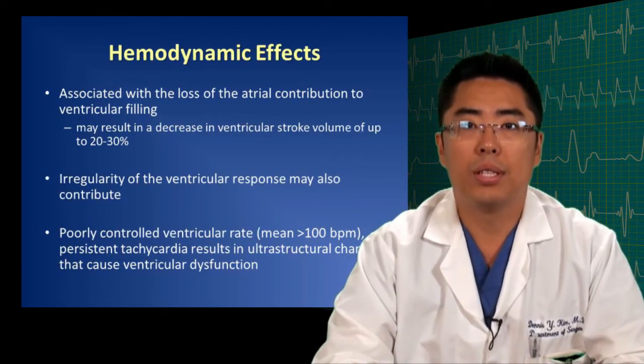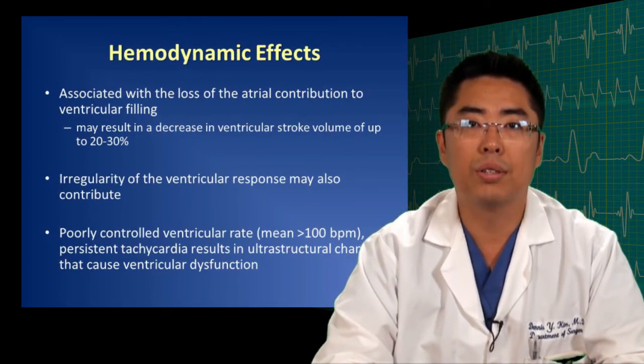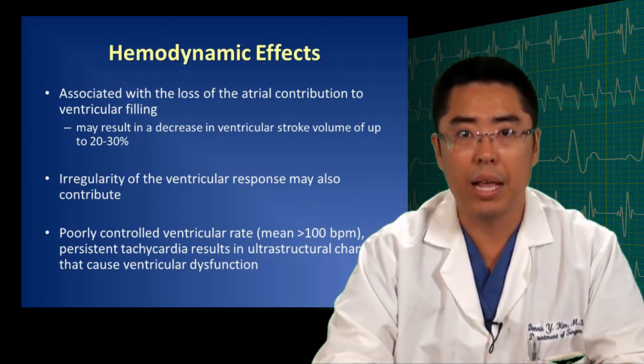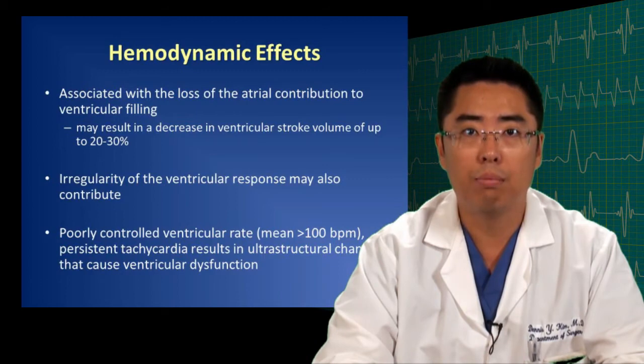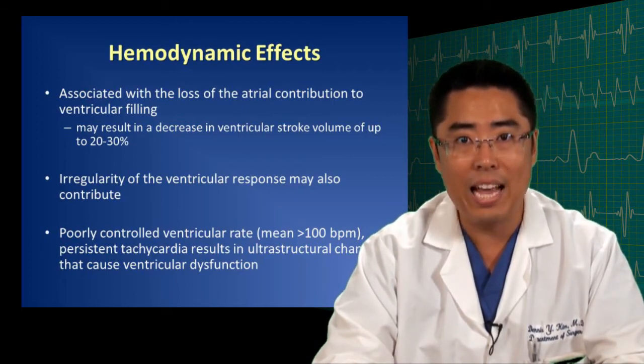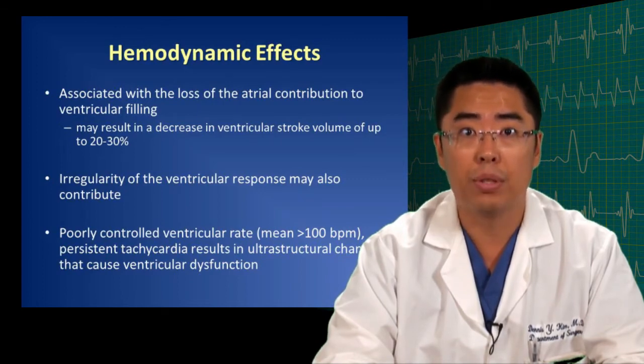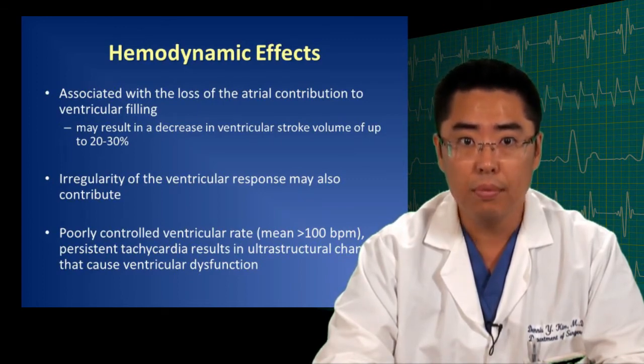Of course, one of the significant consequences of atrial fibrillation is its impact on overall cardiovascular hemodynamics. It's important to bear in mind the determinants of cardiac output. These include, number 1, preload, number 2, contractility, number 3, afterload, and number 4, heart rate. The associated loss of the atrial contribution to stroke volume and ventricular filling may result in the loss of approximately 20 to 30% of the overall stroke volume.